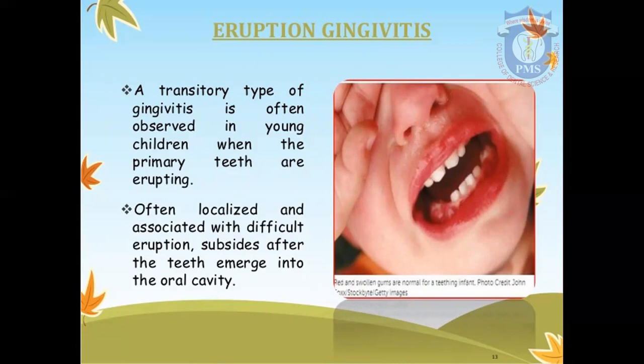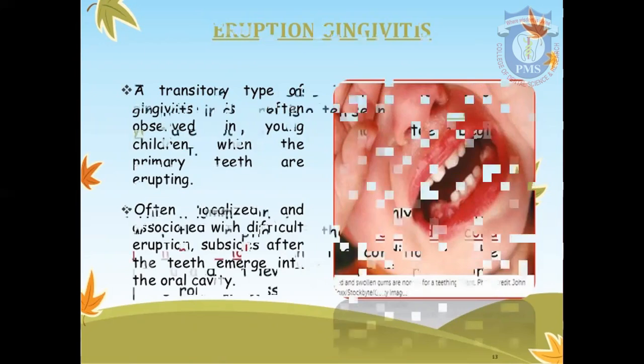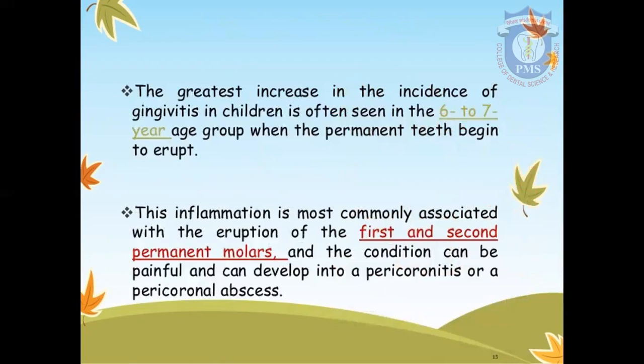That is, eruption gingivitis is a transitory type of gingivitis which is often observed in young children when the primary teeth are erupting, often localized and associated with difficult eruption, subsides after the teeth emerge into the oral cavity. Gingival inflammation and enlargement are common with the emergence of early permanent dentition, that is around 6 to 7 years of age, and young adolescents may develop eruption gingivitis during emergence of the premolars and permanent second molars.